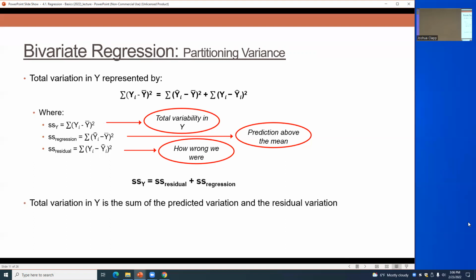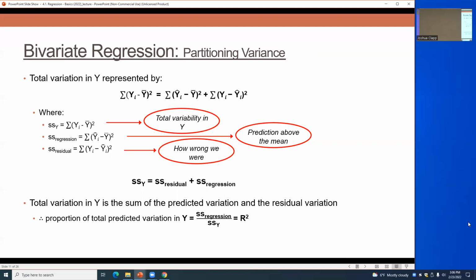So what we know based on our equation here, we break it down into more terms. Our sum of squares total, or our sum of squares y, is going to be equal to the sum of squares residual plus our sum of squares regression. Total variation in y is the sum of the predicted variation and my residual variation. As a consequence, my total proportion of predicted variation in y is going to be my sum of squares regression, what I predicted above the mean, over the top of total variability in my outcome. This is what gives me my R squared, okay?